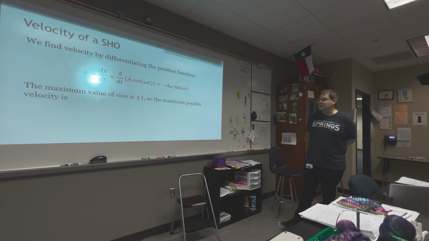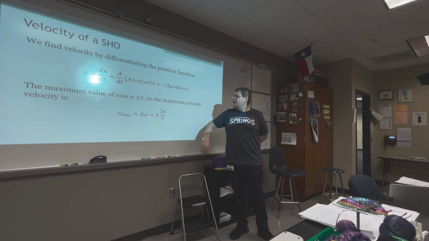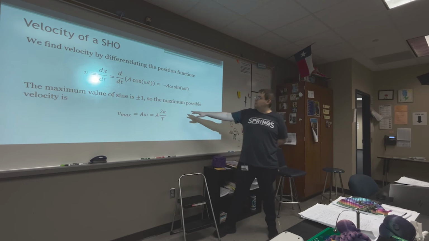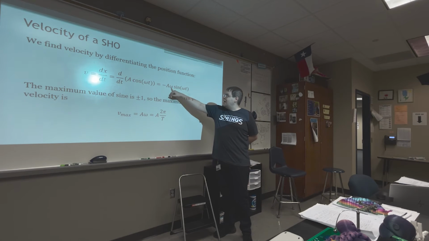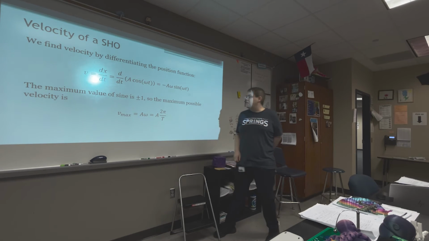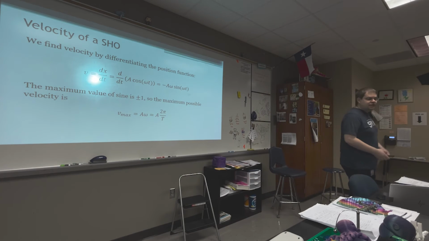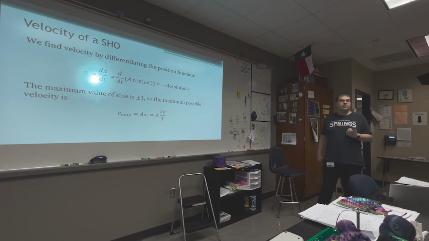So that means that if we can't exceed it, the maximum velocity has to equal basically the A times omega, and omega is 2 pi over the period. So we could just say the velocity maximum of this function is going to equal the amplitude times 2 pi over the period.